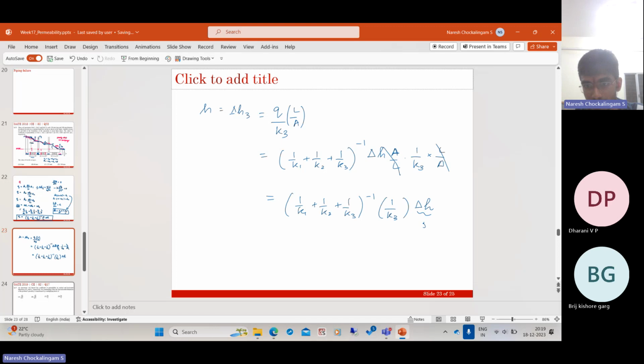Delta H is 560 mm. K1, K2, K3. So what is this? This is the harmonic mean. So the harmonic mean of K1, K2, K3. This is K3. So this you can just substitute.